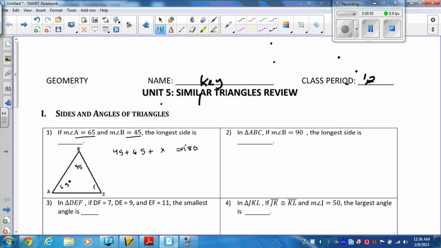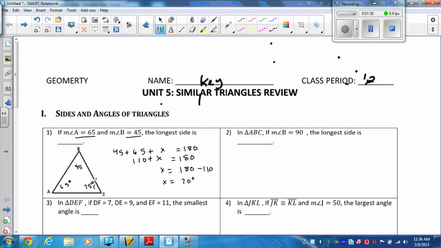So here we have this triangle, and we know the measures of the two angles are going to be 45 and 65. So 45 and 65 are 110. So 110 plus x equals 180. And x is equal to 110 minus 180. I'm sorry, 180 minus 110. Subtraction's not commutative. And so this is going to be 70 degrees. So we have figured out that this is 70 degrees.